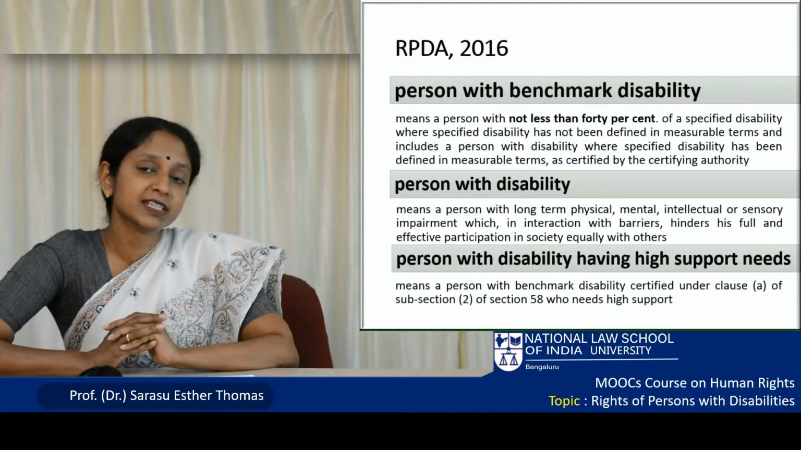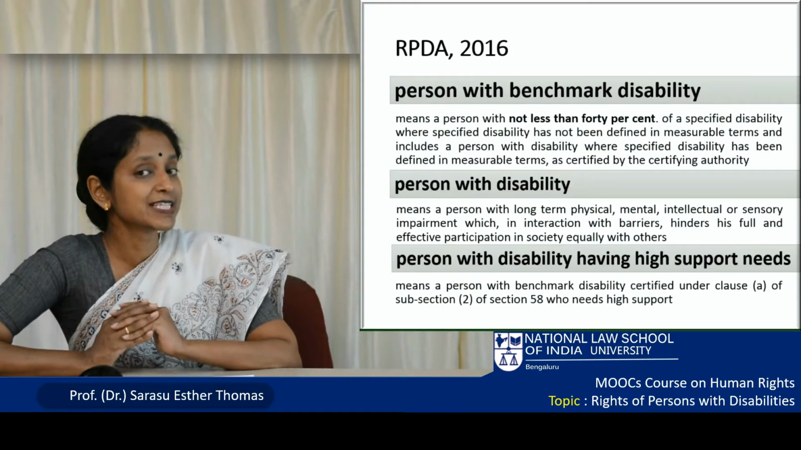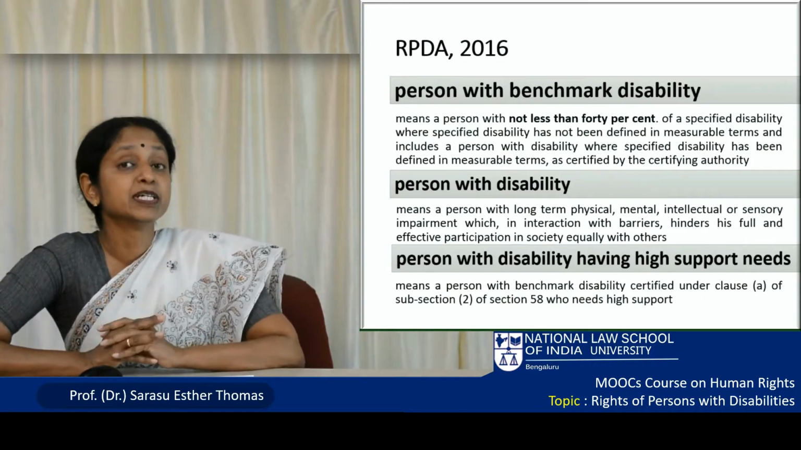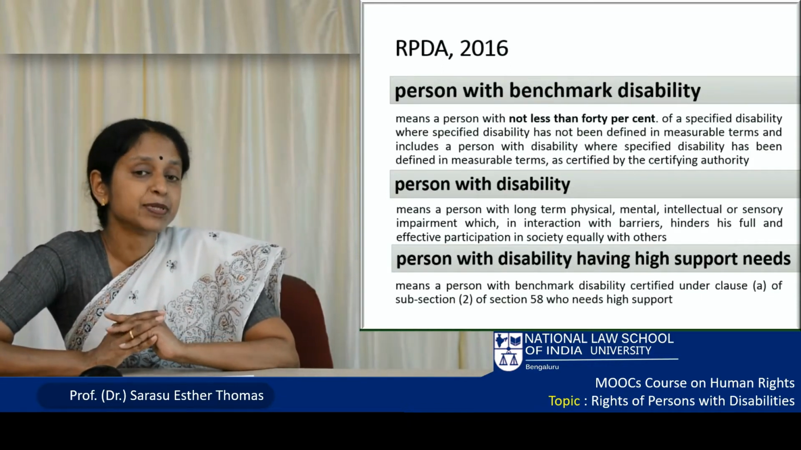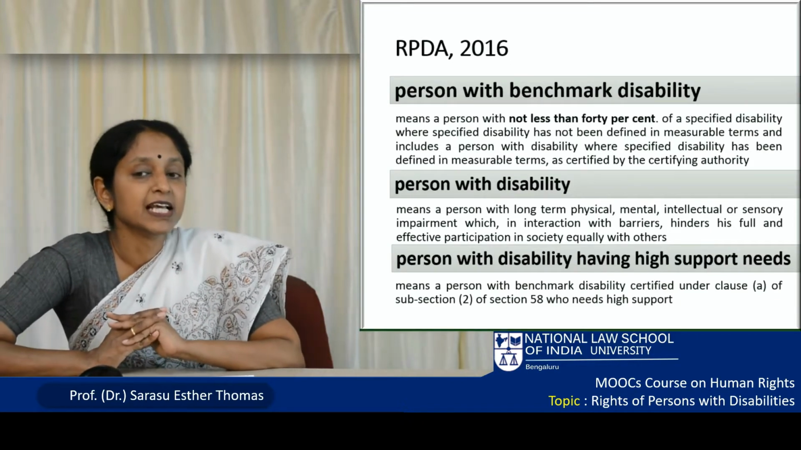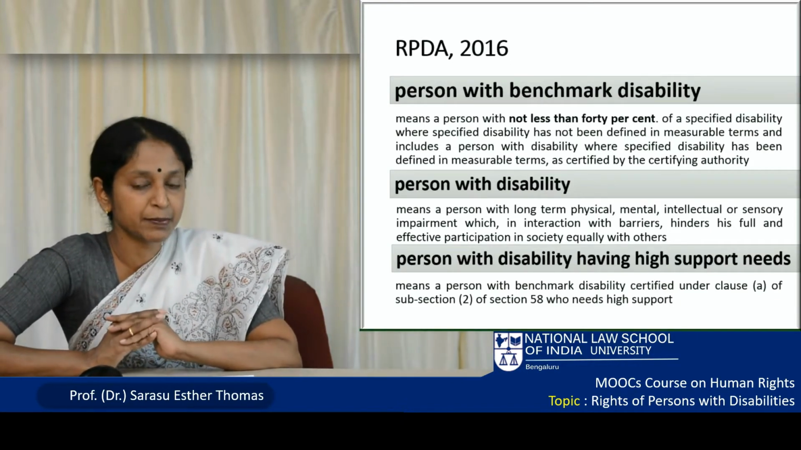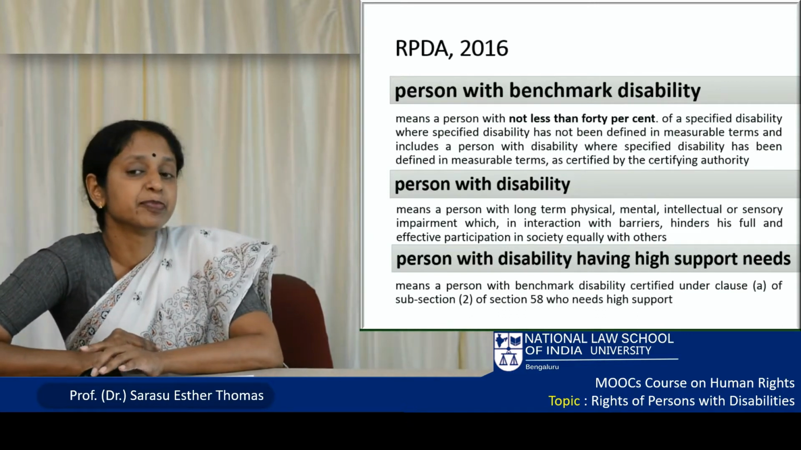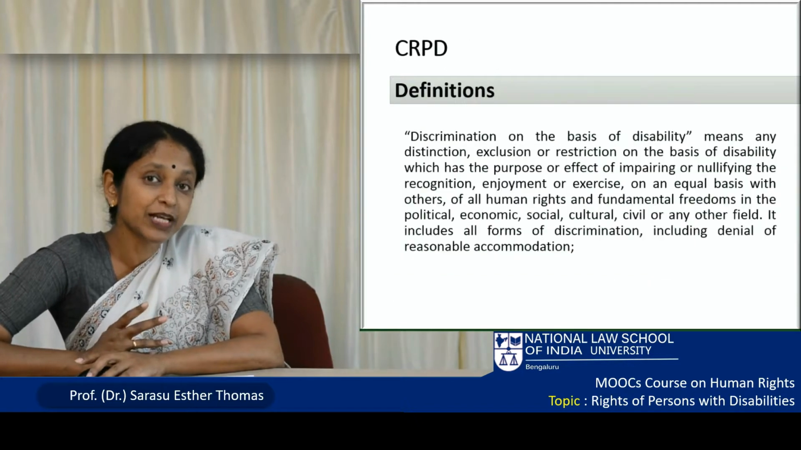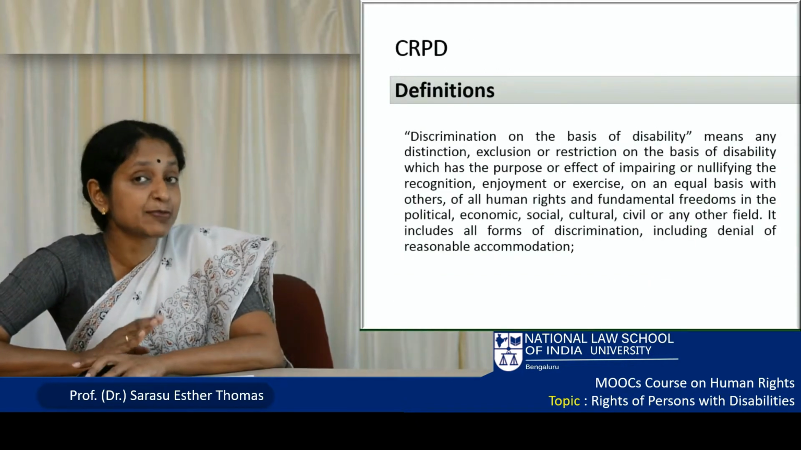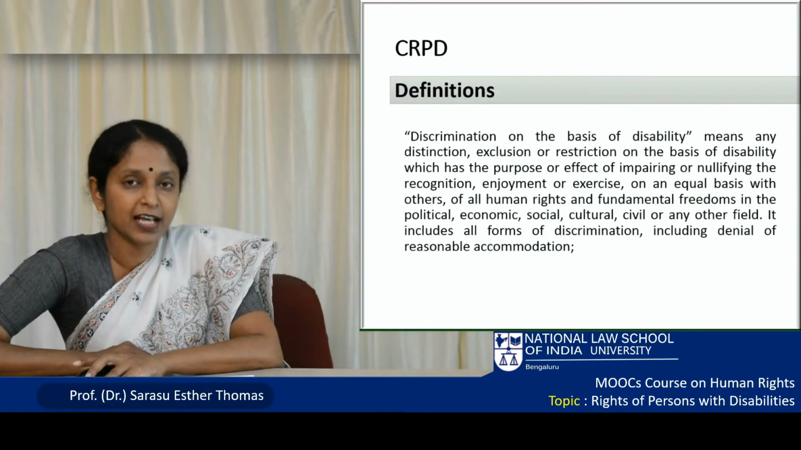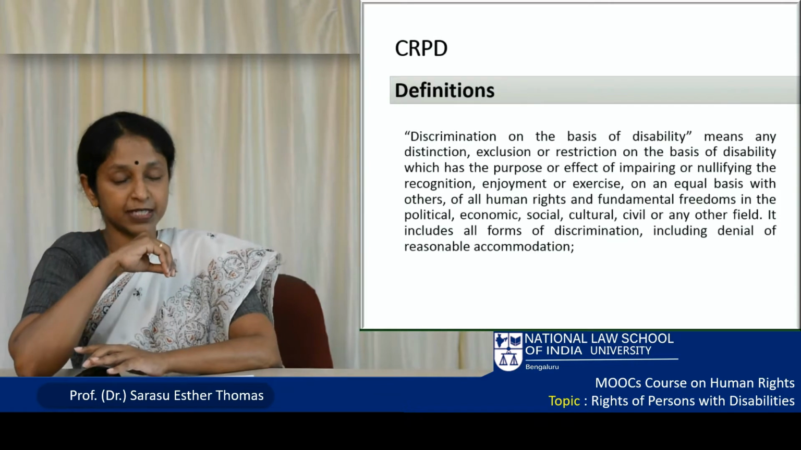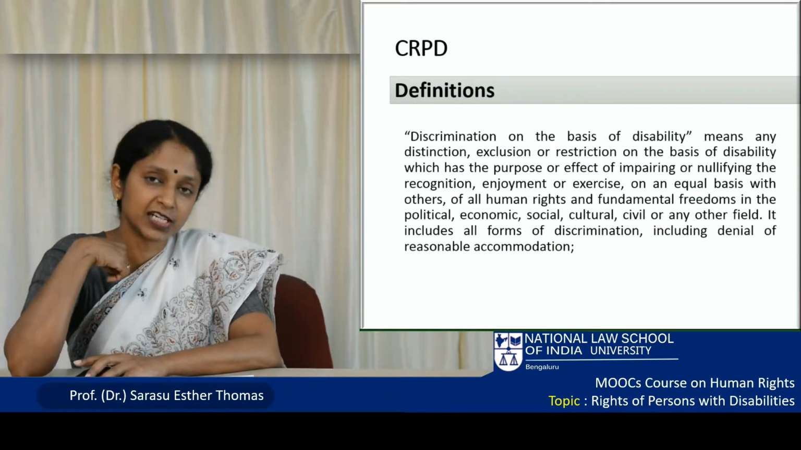Now, let's compare this with the international definition. So here we see it is very similar to the UN definition. This says the person with disability means a person with long-term physical, mental, intellectual, or sensory impairment, which in interaction with barriers hinders his full and effective participation in society equally with others. So it's very, very similar to the international definition.